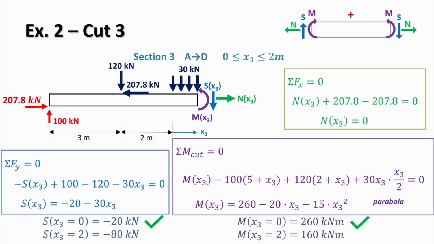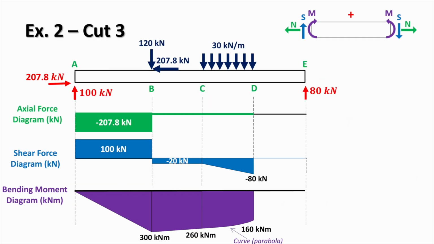And when x3 equals 2, so when we're at point D, we get 160 kilonewton meters. We can now represent the results for this section on the internal force diagrams. First, we'll check the values at the start of the section. As we saw before, the shear starts at minus 20 kilonewtons and the bending moment starts at 260 kilonewton meters. And these match the values that we obtained at the end of the previous section.